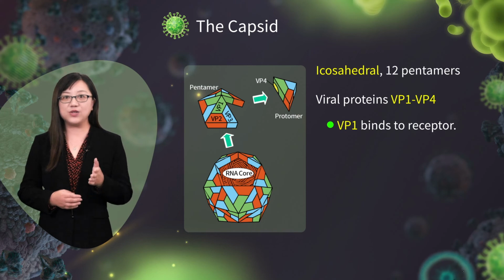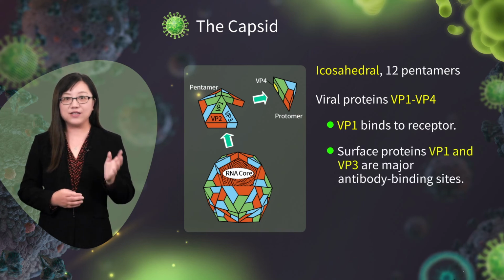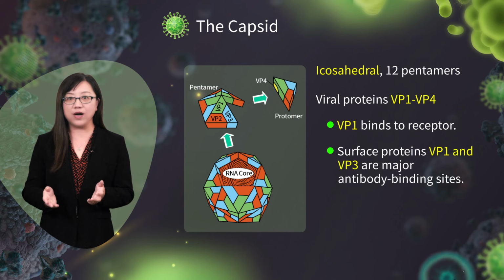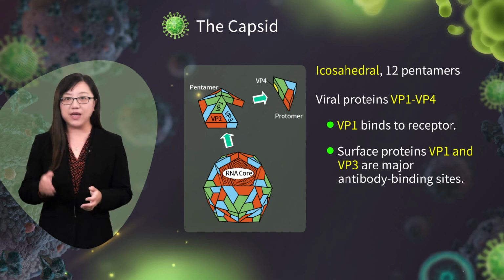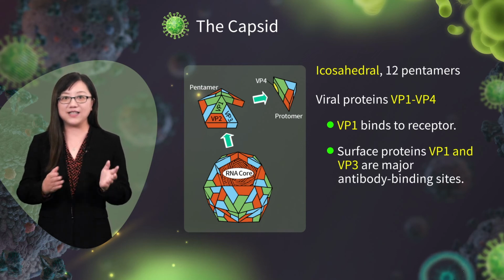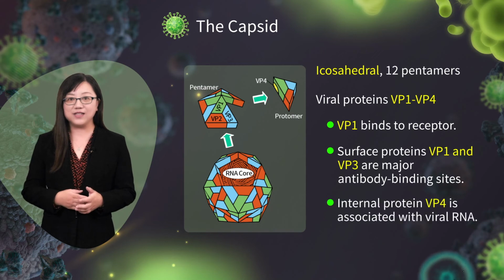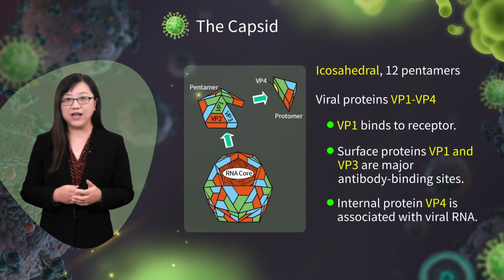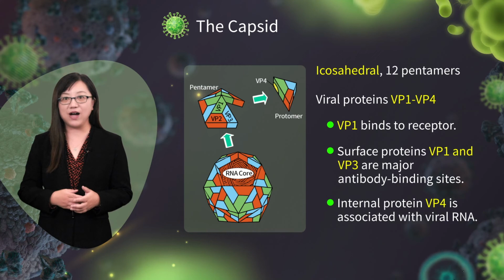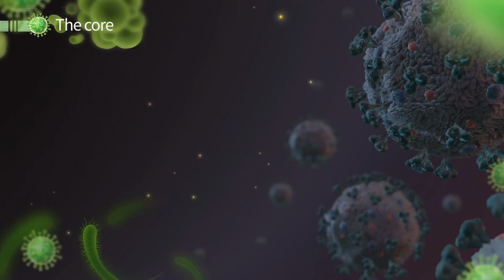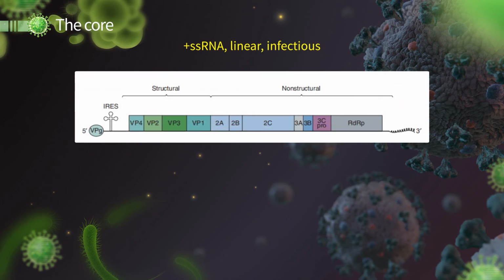VP1 binds to the receptor. Surface proteins VP1 and VP3 are major antibody binding sites. Internal protein VP4 is associated with viral RNA. The core: positive sense single-stranded RNA, linear, infectious.